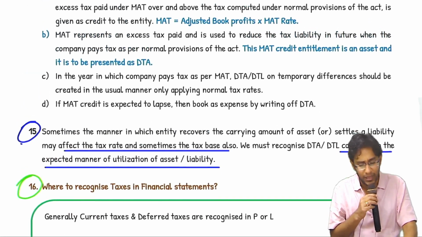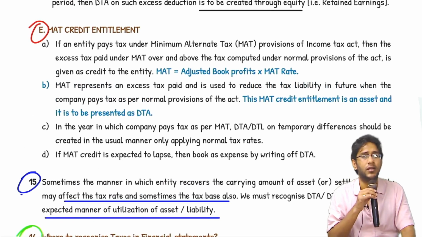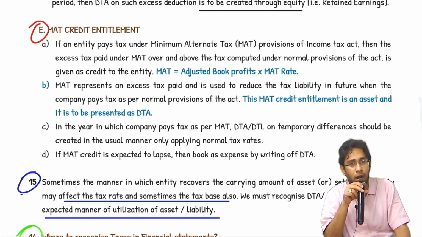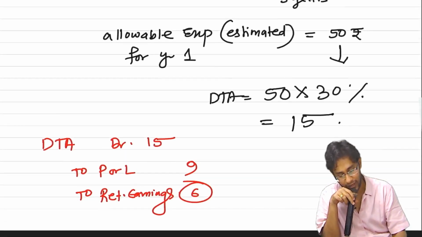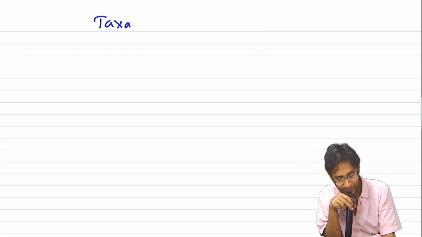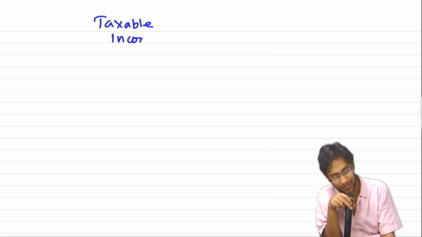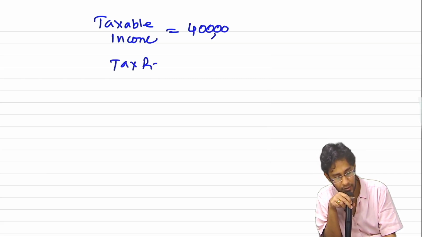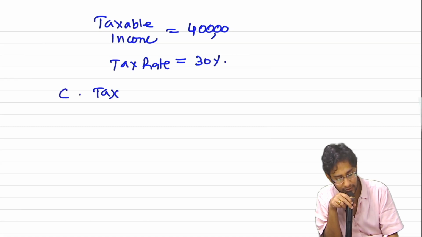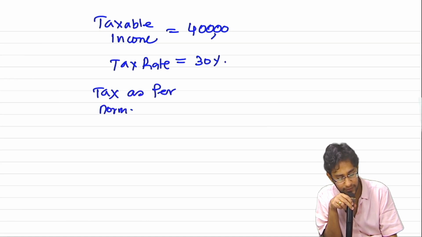Okay, Income Tax Act. You understand there is something called MAT provisions. When will you apply MAT provisions? I will not go into section 115JB, I will tell you quickly. Sir, your normal taxable income is 40,000. Tax rate is 30%. Current tax, or simply tax as per normal provisions, works out to 12,000 rupees.